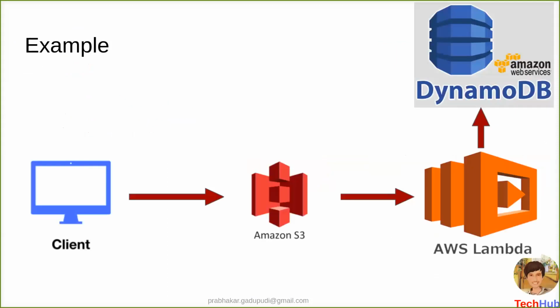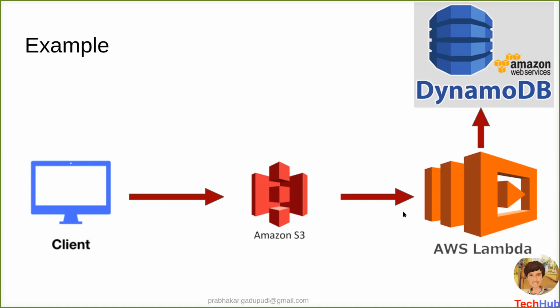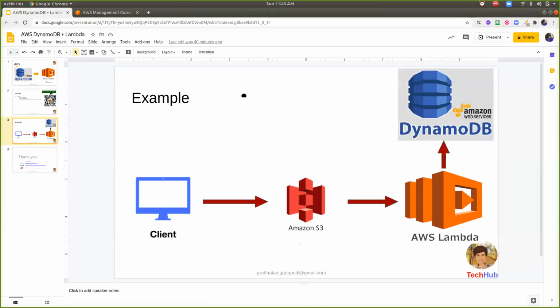So take example of this one, if an end user copies any CSV file content onto Amazon S3, your Lambda function will be triggered automatically, and it will fetch all the data from the S3 CSV file, and that data it will automatically put into DynamoDB. So let's go ahead and then create a DynamoDB.